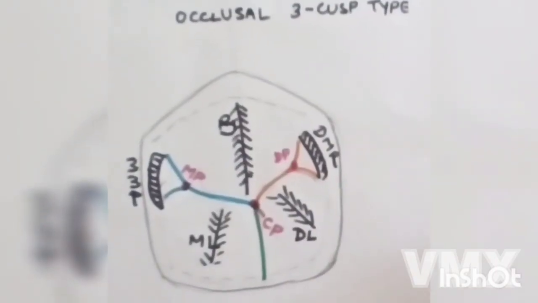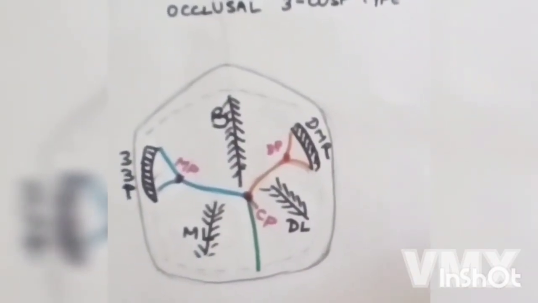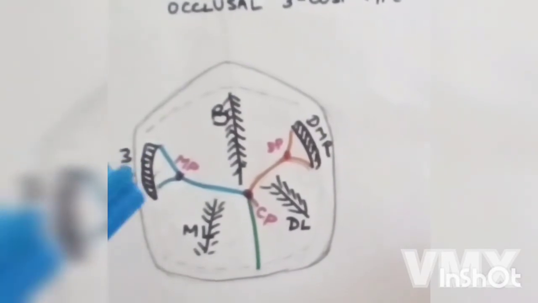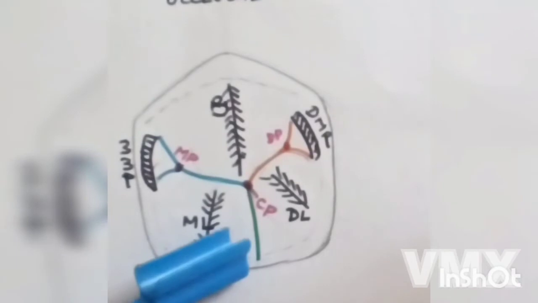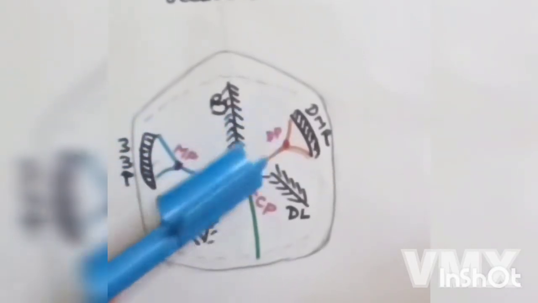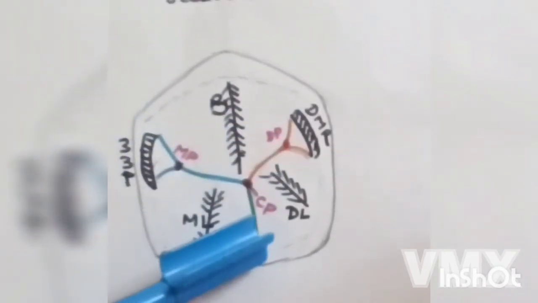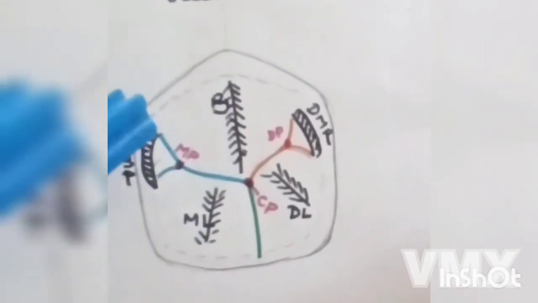Now let us talk about the grooves. When we talk about the grooves, I shaded one in blue, one in orange, one in green. We will see why that is. Now let us take these grooves. All three are primary, that is, developmental grooves.